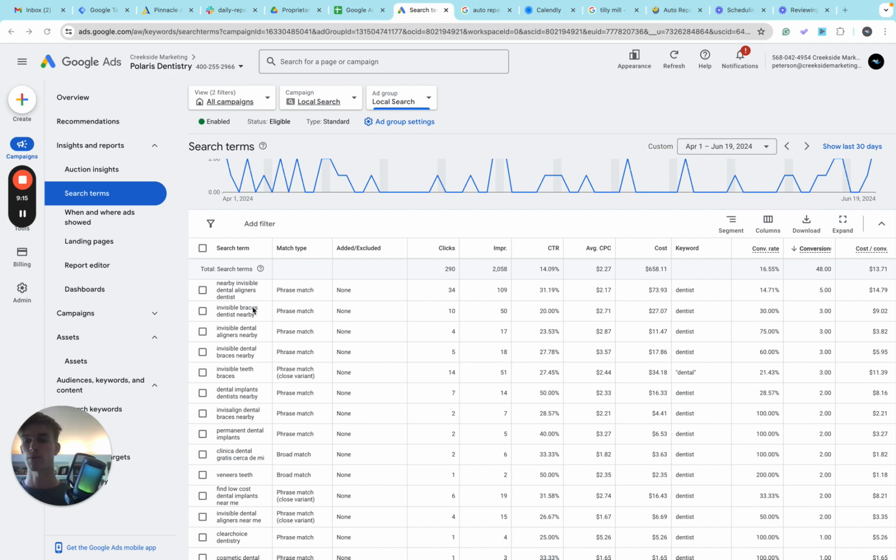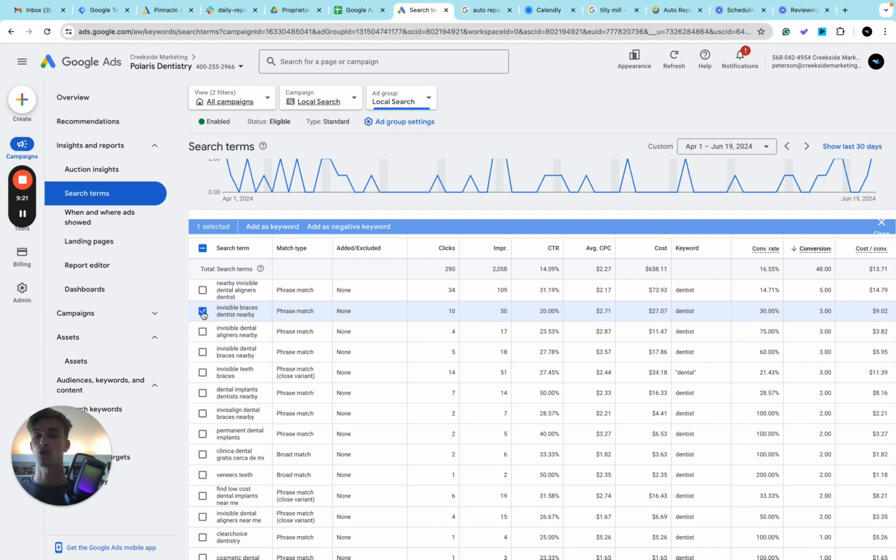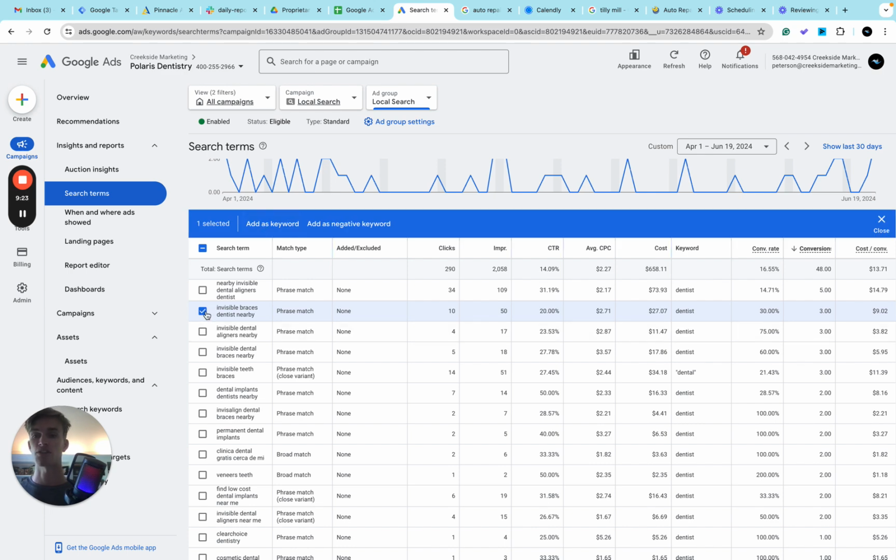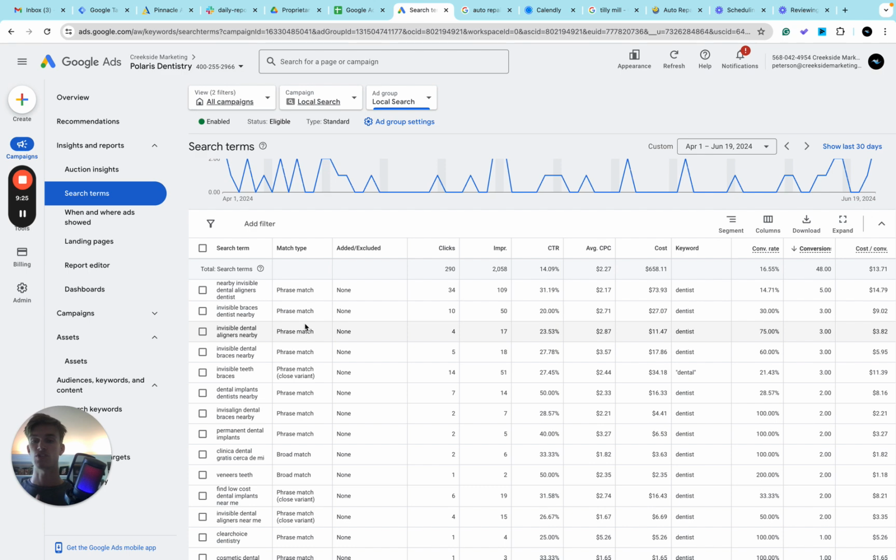So if you see a search term that you would really like to show up for more, I highly recommend copying and pasting it into your ad group, or just checking the box and adding it as a keyword. If you see a keyword that may not be broad match but is phrase match or even exact match that you would like to show up for more, highly recommend adding it as a keyword.